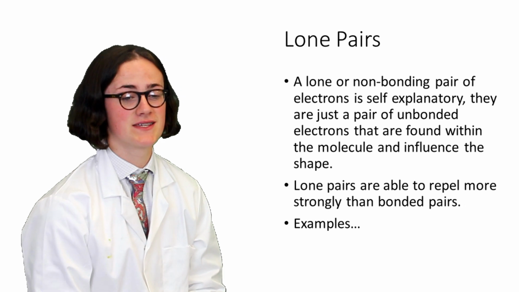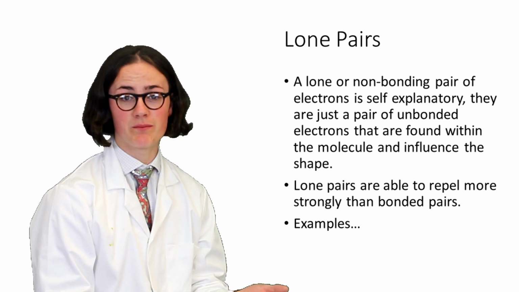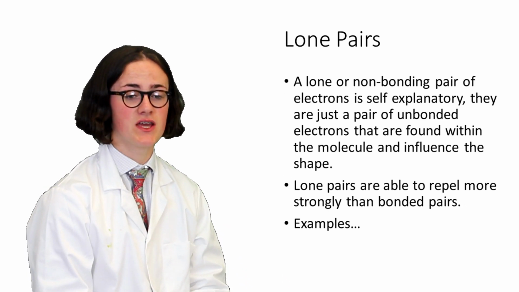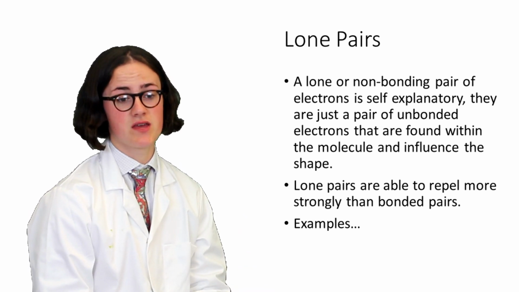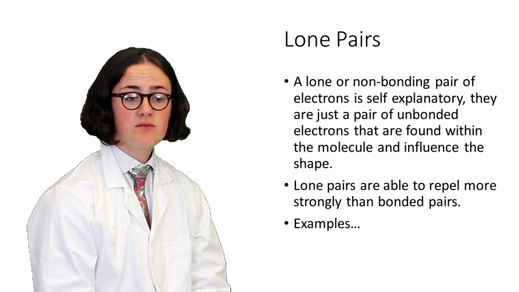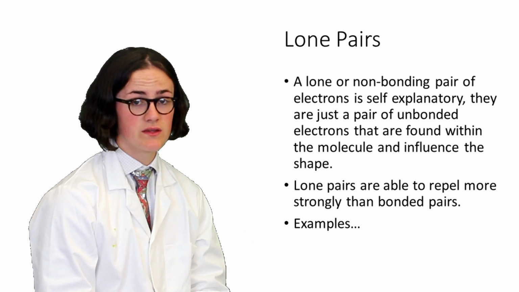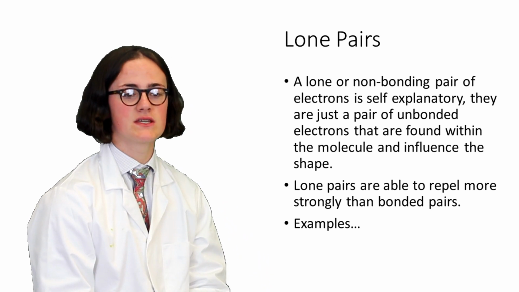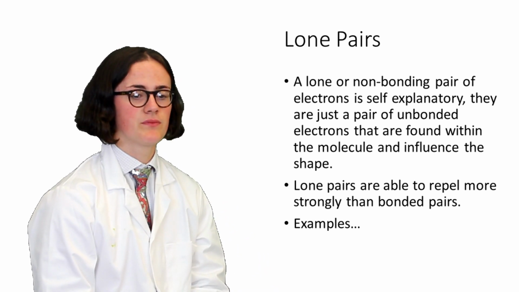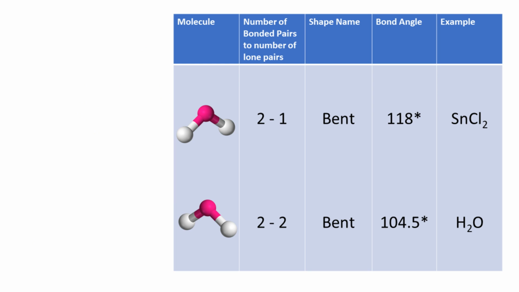So, on to lone pairs. A lone pair, or non-bonding pair of electrons, is quite self-explanatory. They are just a pair of unpaired electrons within the molecule that influence the shape. Lone pairs are able to repel more strongly than bonded pairs. They often change the bond angle by about 2.5 degrees, but that is very variable. So let's look at some examples.